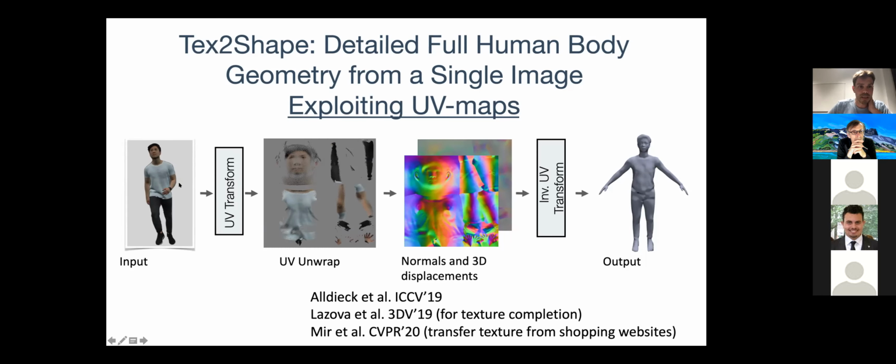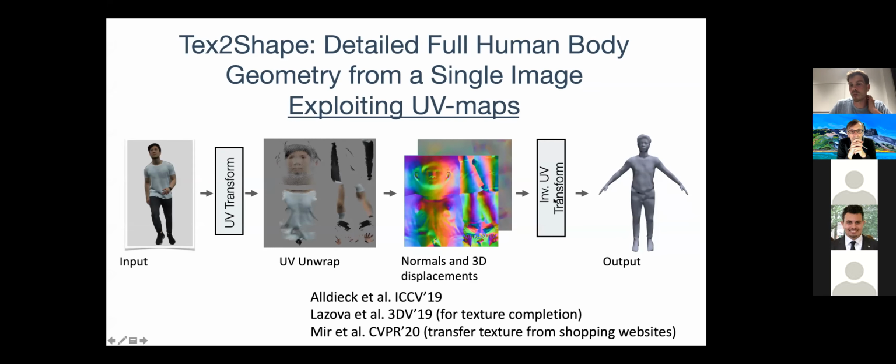So what you're going to do is take an image. With a neural network, you're going to predict this partial UV map, which you probably have seen in the tutorial in the morning. So basically, if you have a network that tells you for every pixel what is the corresponding body point, you can get a partial UV map. And once you have a partial UV map, you can predict the 3D shape by representing it with normals and 3D displacements.